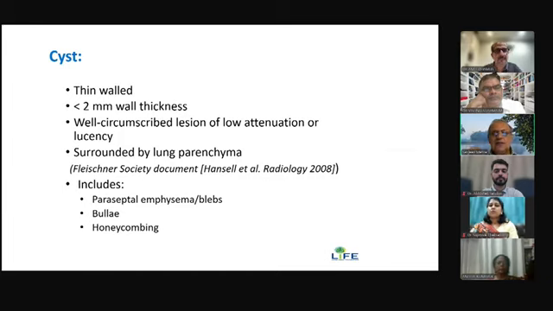So the basics of a cyst is that it is thin walled. I think that's primary. In my opinion, size and shape can change depending on the physiology and the various aspects of a patient's lung. For example, surgical, post-surgical, other complications. But a cyst is basically thin walled. It's a well circumscribed lesion of low attenuation. It has to be surrounded by lung parenchyma as per the Fleischner Society. Now, it includes many things. I'm going to walk you through that.